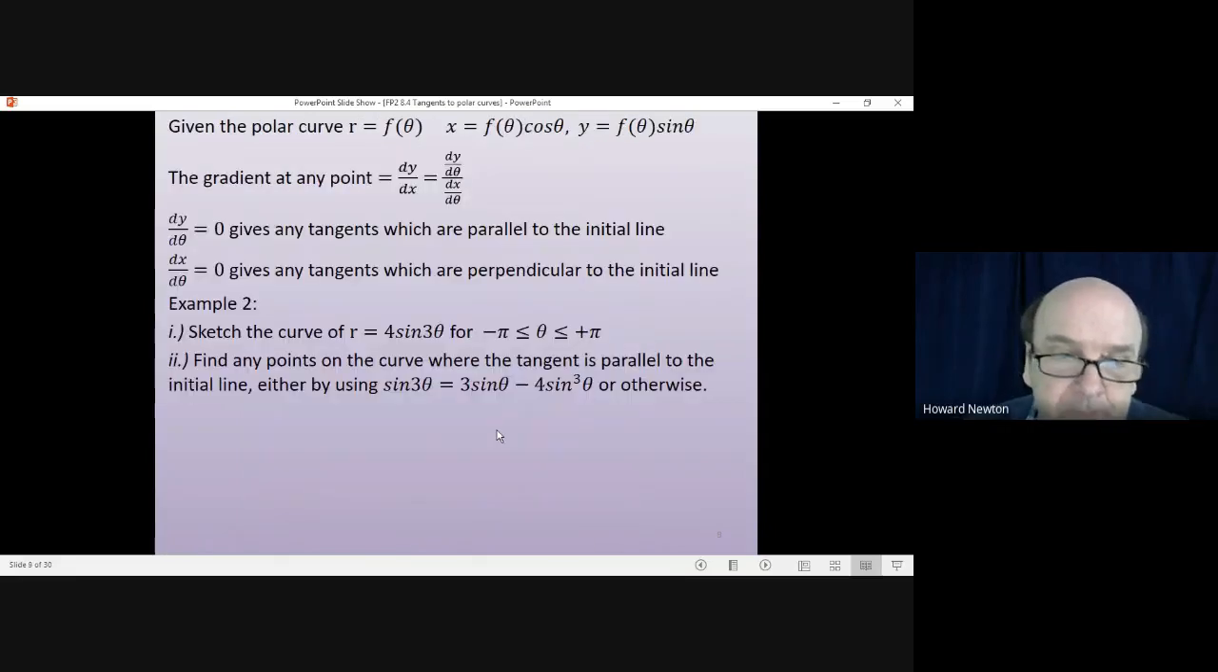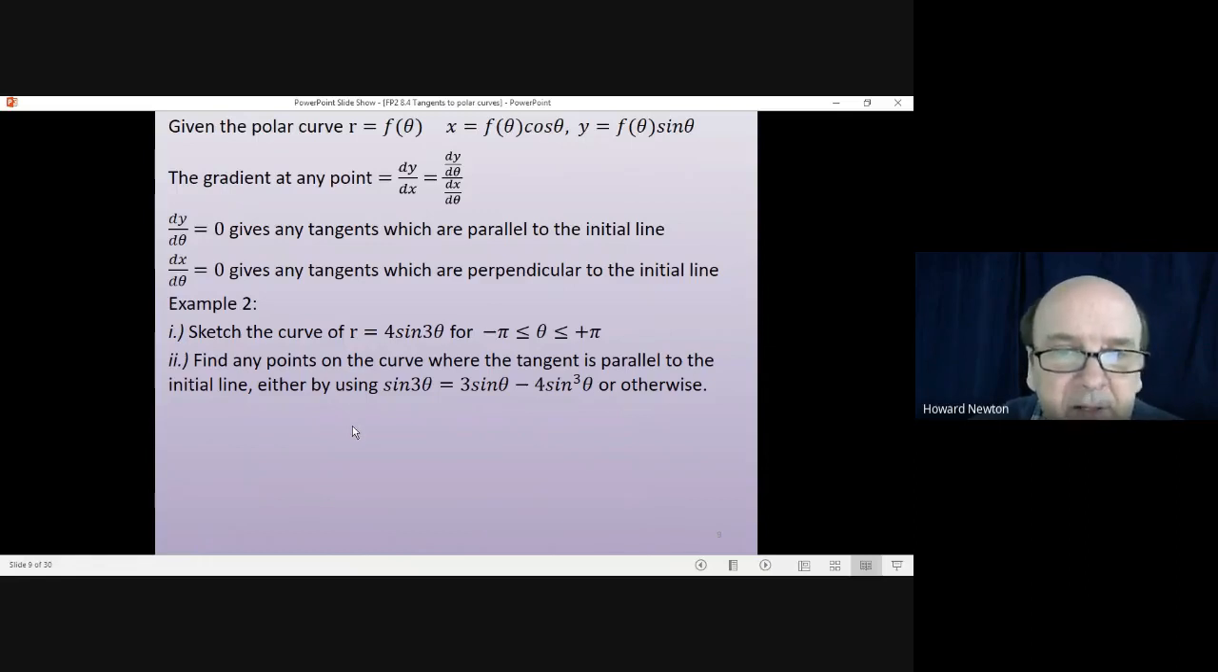Okay, example 2. Sketch the curve of r = 4 sin 3θ for θ between -π and +π, and then find any points on the curve where the tangent is parallel again to the initial line, either by using sin 3θ = 3 sin θ - 4 sin³θ or otherwise. Now, you've been given a trig identity here, and what they're saying is the easiest way to do the question is by using this identity, but you're welcome to try any other method if you want to. Okay, I'll let you have a go at working your way through this. So pause the video, have a go, and then come back to me again as soon as you're ready.